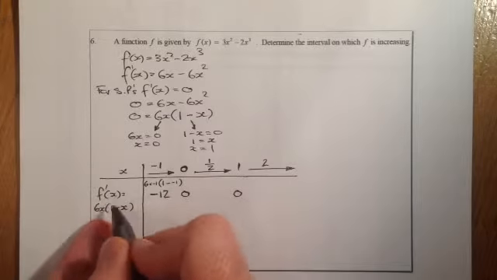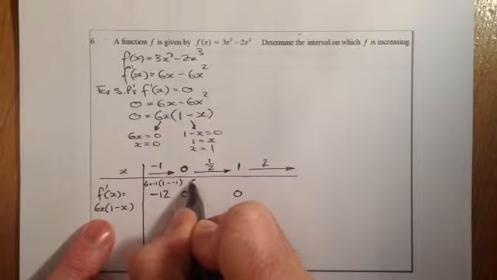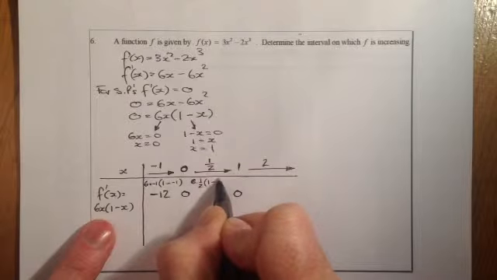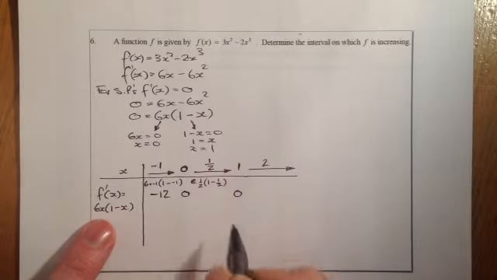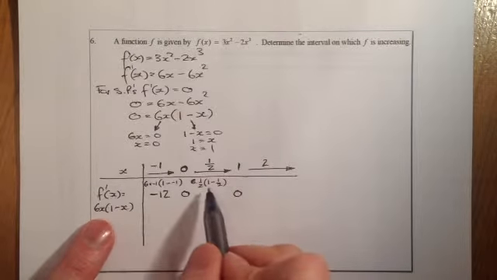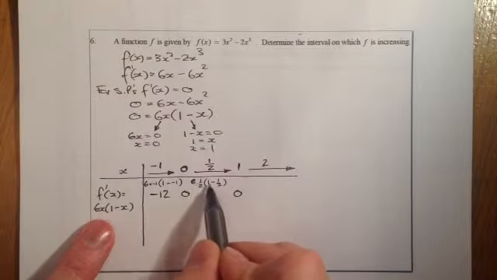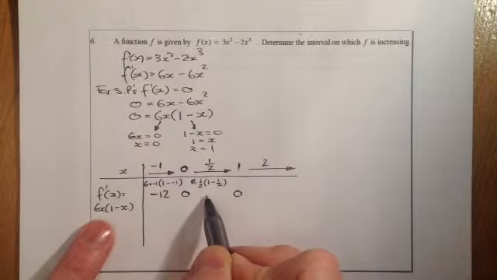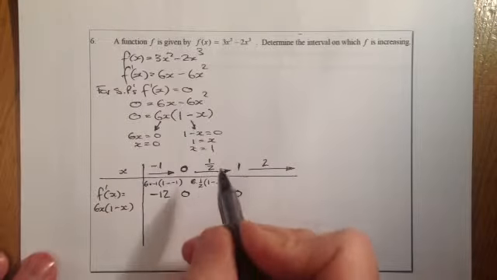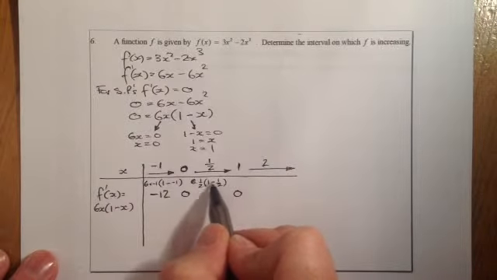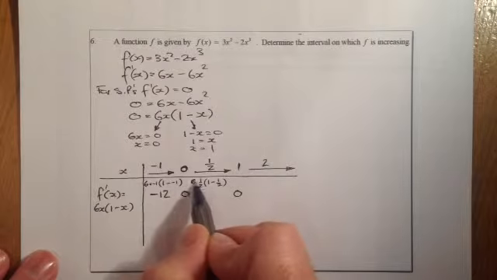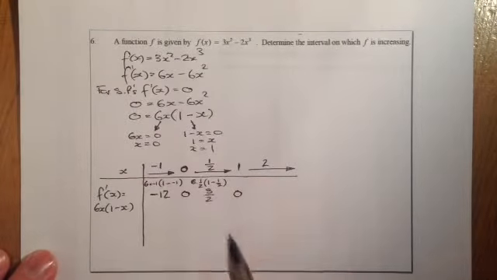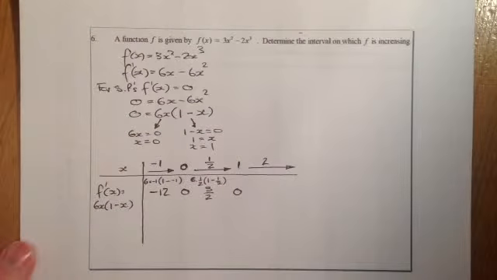For a half, I'll substitute a half in. So it'll be 6 times a half, and it's 1 minus a half. I know that 6 times a half is a positive, 1 minus a half is a positive, so a positive times a positive is going to give me a positive answer. But let's work it out anyway. Inside that bracket it's going to be a half, that's going to be 3, so 3 times a half is just 3 over 2, or 3 halves.